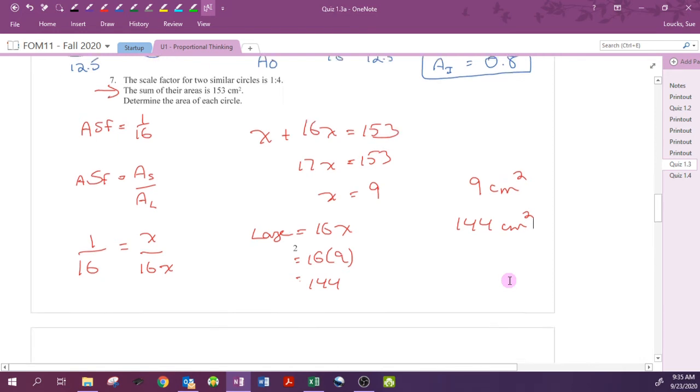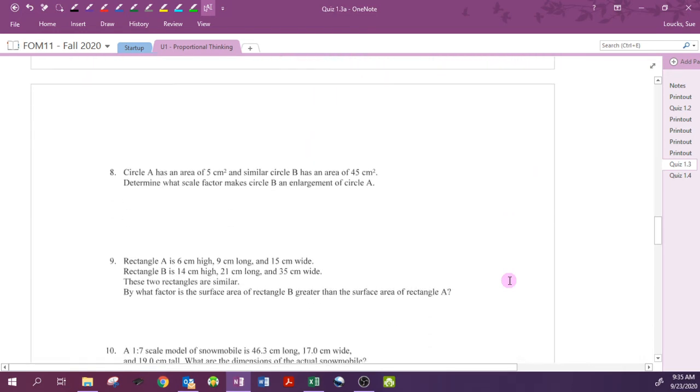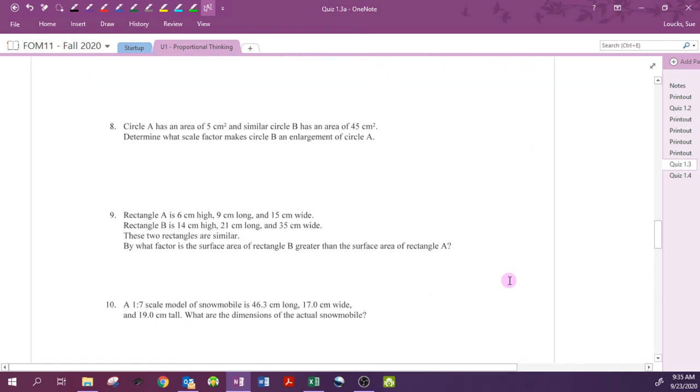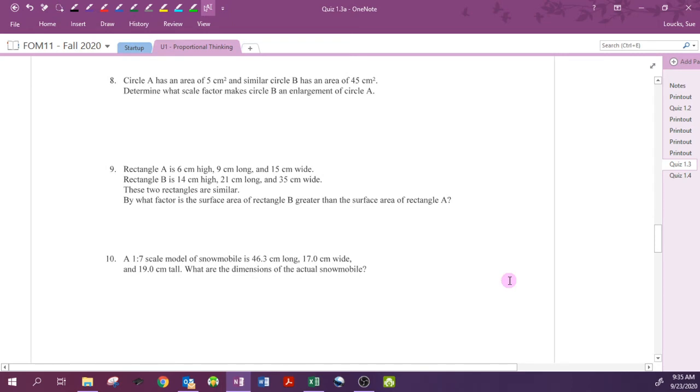All right, next page. Circle A has an area of 5 centimeters squared, and similar circle B has an area of 45 centimeters squared. Determine what scale factor makes circle B an enlargement of circle A. So if B is the enlargement, then A is the original, and this is the image.